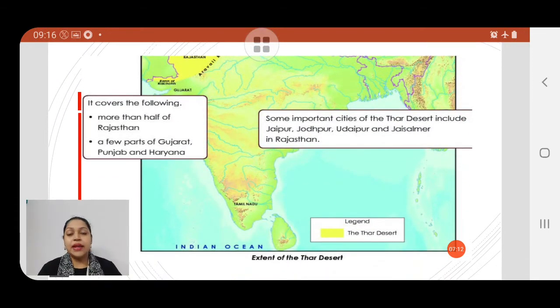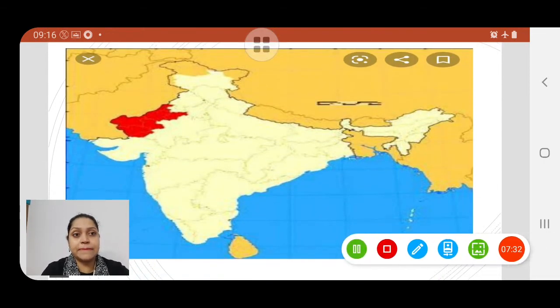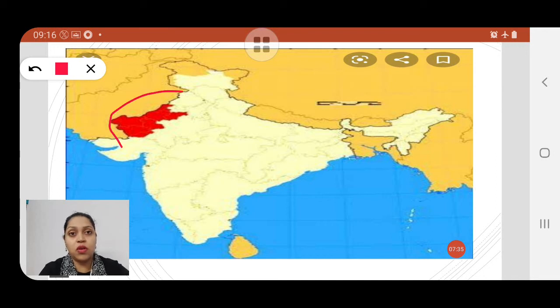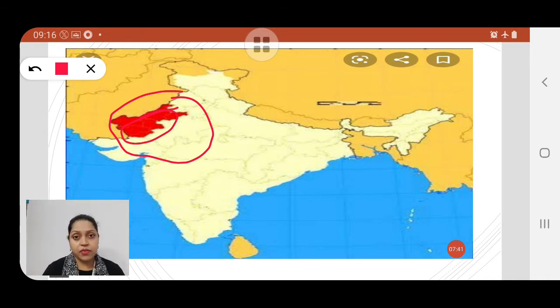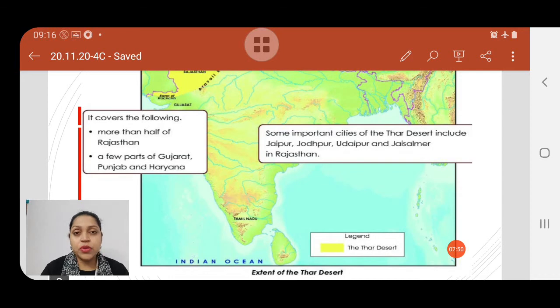It's given there. Next, if you go to the lower part of the textbook, you can see it covers the following: more than half of Rajasthan, a few parts of Gujarat, Punjab and Haryana. I would like to show you. Yes, you can see this is the whole of Rajasthan, and the Thar desert covers more than half of Rajasthan, a few parts of Gujarat, Punjab and Haryana.